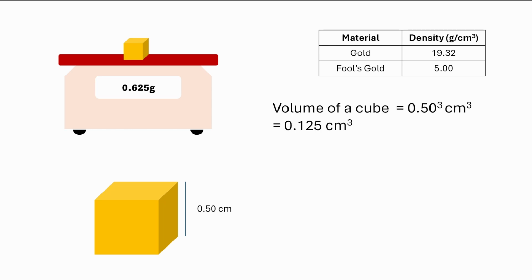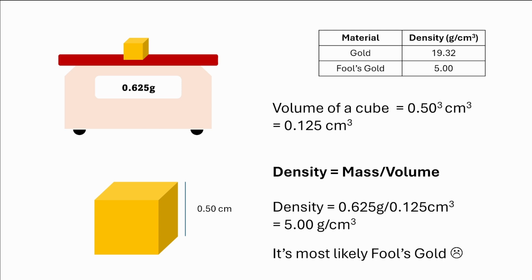So we have the mass and we have the volume, where the volume is just going to be the volume of the cube, which is one of your lengths cubed. So you get a volume of 0.125 centimeters cubed, and our mass is 0.625. And so our density is going to be our mass divided by our volume, where our mass is 0.625 grams divided by 0.125 centimeters cubed. We're going to end up getting a density of 5 grams per centimeter cubed. So unfortunately, this object is most likely fool's gold, unfortunately for us. So we were very unlucky.